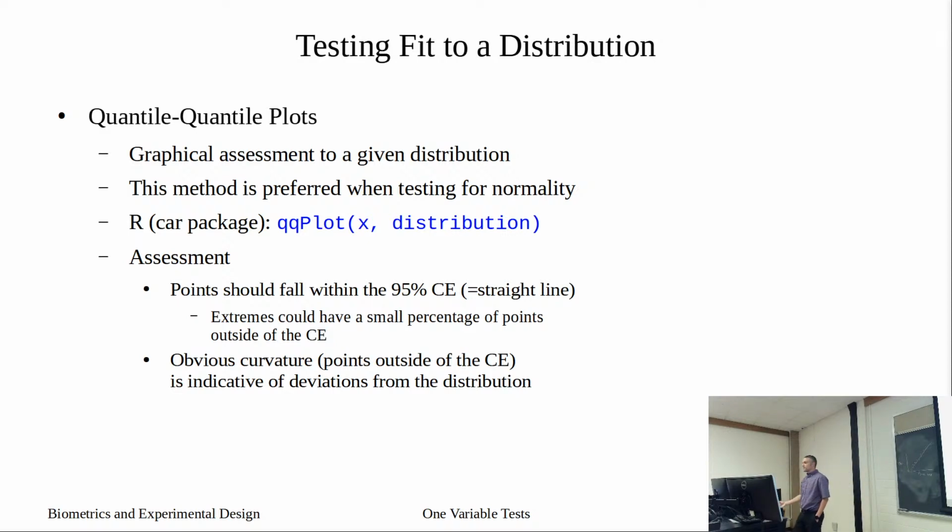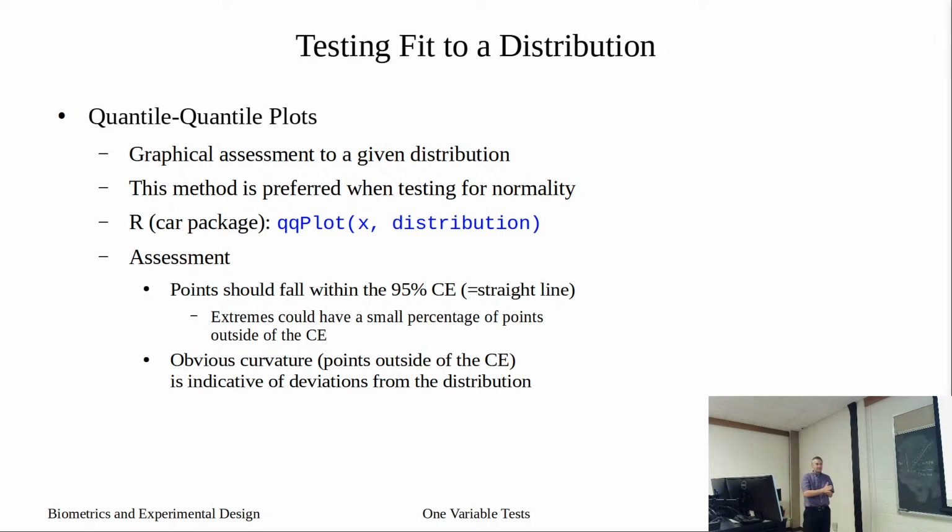So how much leeway do we give our data points? Well, this is a nice part about the CAR package. The CAR package actually places a 95% confidence envelope on our graph. This is a CE. A confidence interval is just like on one axis. A confidence envelope kind of covers both those axes. Our rule of thumb will be that nearly all of our points should fall within that confidence envelope.